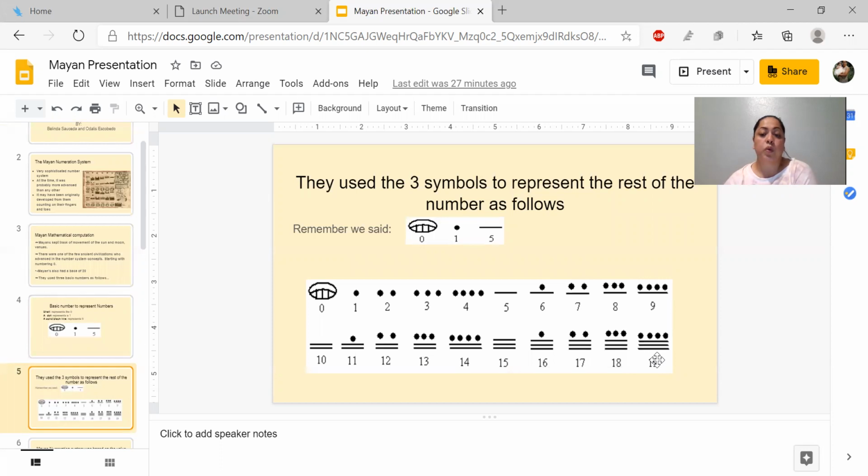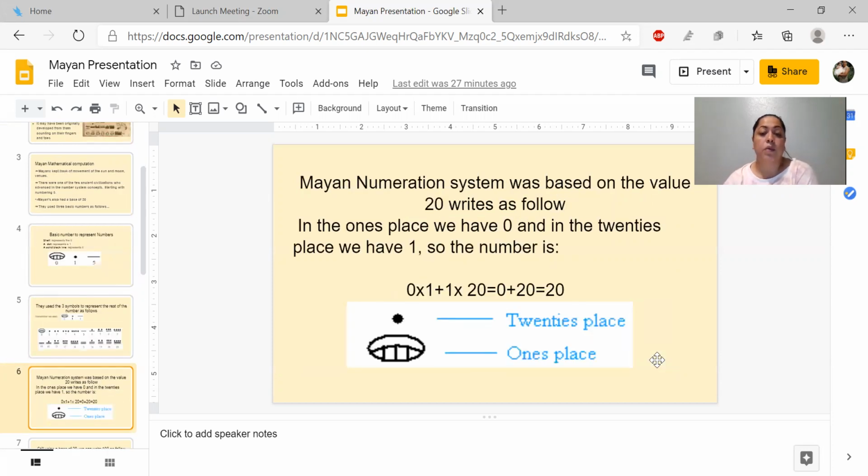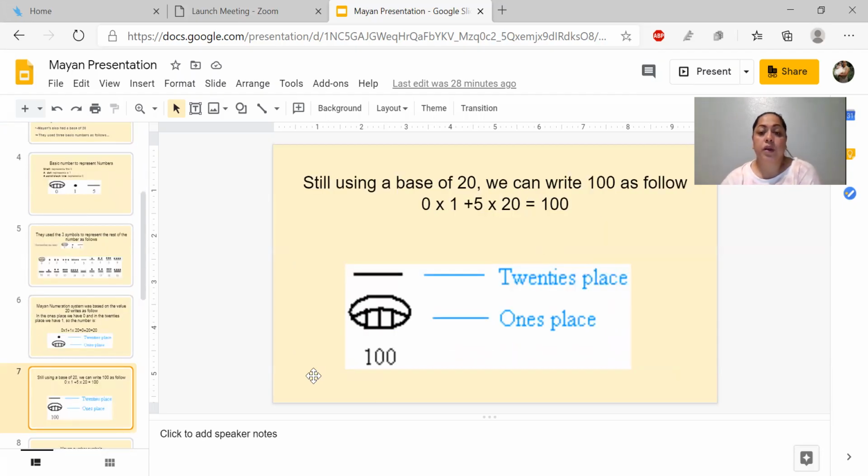Once we hit the number 20, the Mayan numeration system was based on a value of 20, written as follows. In the ones place, we have a zero, and in the 20s place, we have a one. So the dot is representing the 20s place, and then the shell represents the ones. Still using the base 20, we can write 100 as follows. If you do 5 times the 20s place, then we get 100, and then we have the shell to represent the ones.